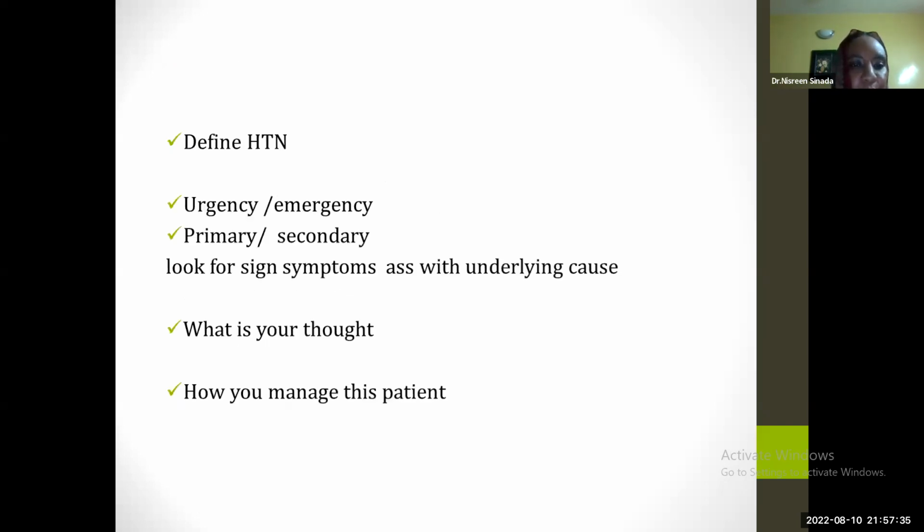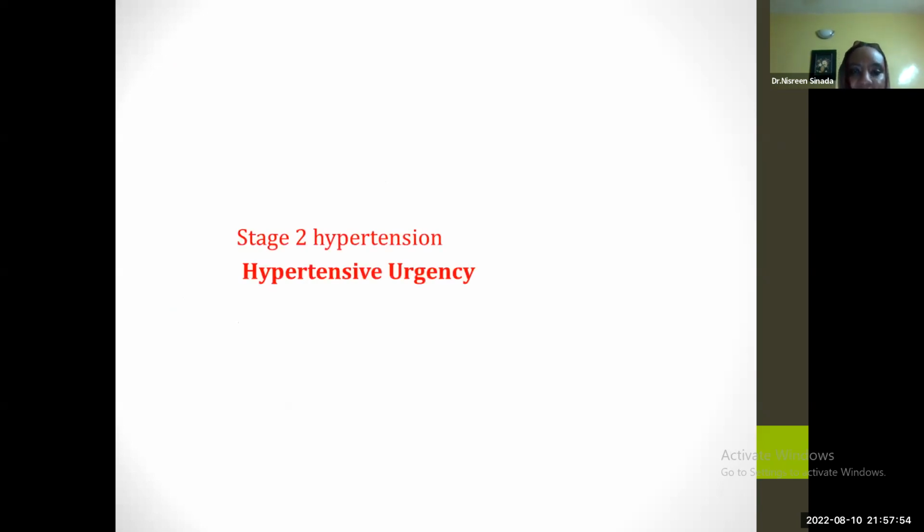So what is your thought and how would you manage this patient? Anyone want to volunteer? Okay, so this is stage 2 hypertension, hypertensive urgency, not emergency. So for this hypertensive urgency, we can start oral antihypertensives because it is not a hypertensive emergency. And at the same time, we can work up the patient.